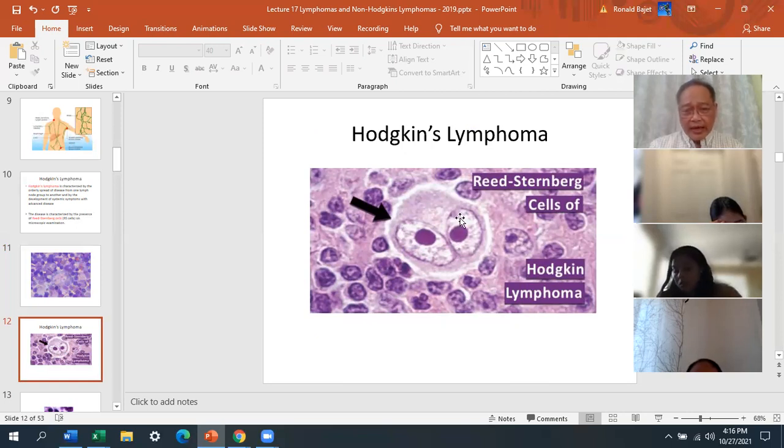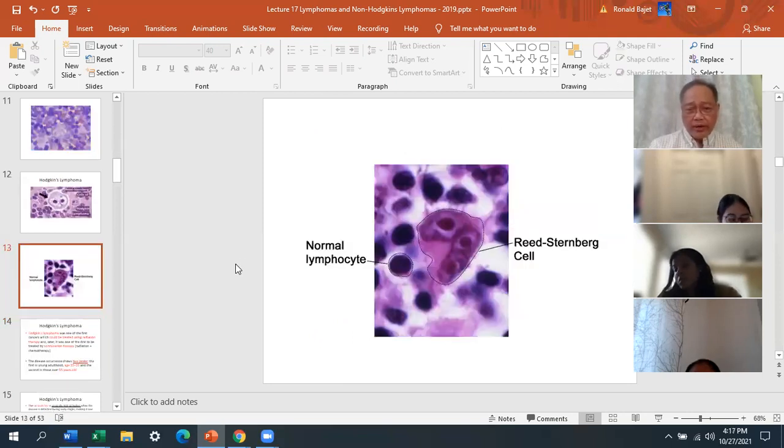Multinucleate, has a little clearing here, looks like eyes. When we do parasitology next semester, this to me looks like Giardia lamblia, you probably don't know that parasite, but to me, they look like eyes like this, okay? That's the Reed-Sternberg cell of Hodgkin's lymphoma. And here's another one, Reed-Sternberg cell seen in the bone marrow, as compared to lymphocyte.